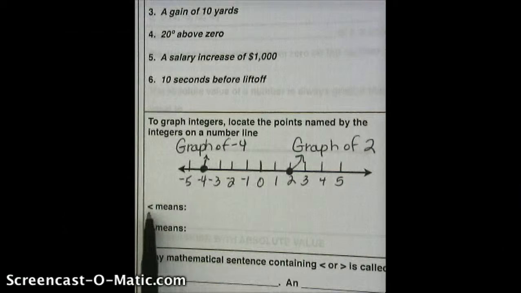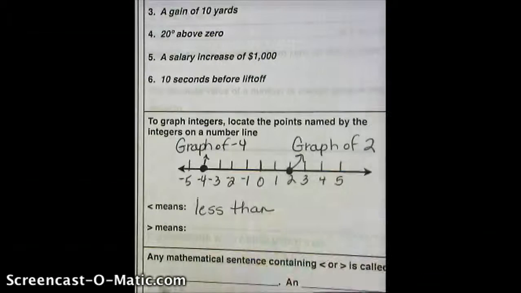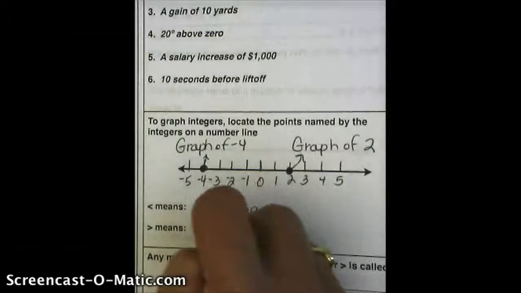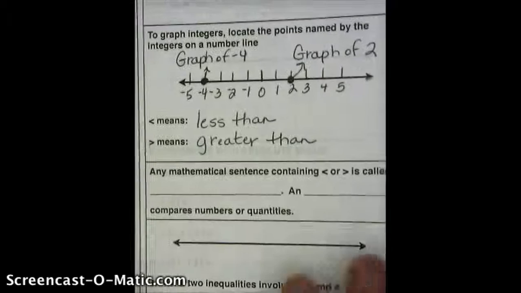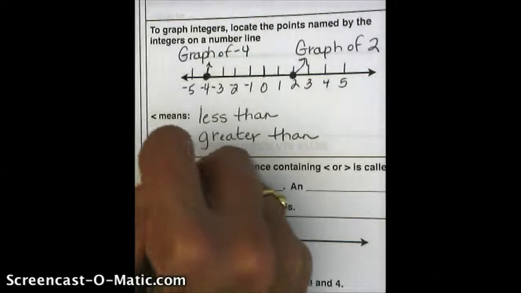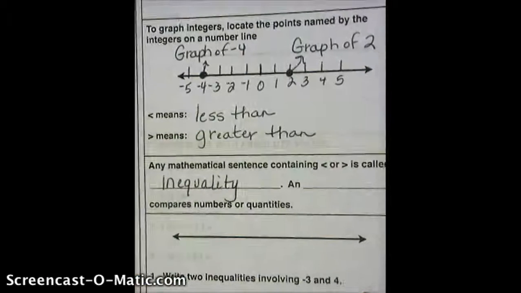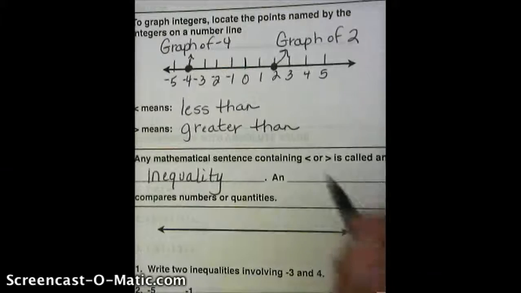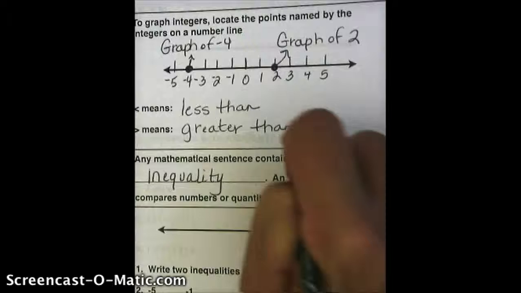We need to also remember what the symbols mean when we're talking about comparing. So the symbol below is less than, so the less than symbol means less than. And the symbol below that is the greater than symbol, so it means greater than. Any mathematical sentence containing less than or greater than is called an inequality. And we'll be talking a lot about inequalities this year. We'll do some simple ones like today, and then we'll start doing some more difficult ones later on. An inequality compares numbers or quantities.